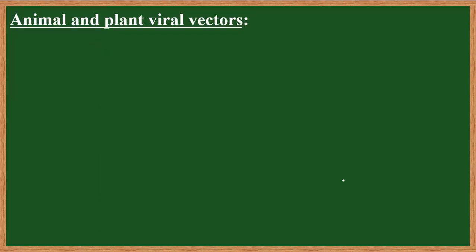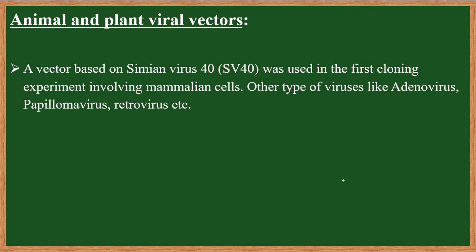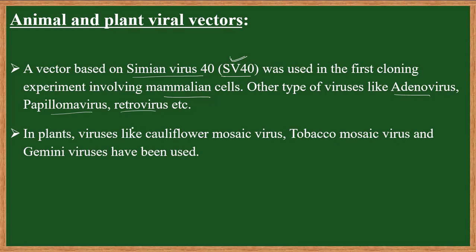Now the last topic, animal and plant viral vectors. A vector based on simian virus 40, SV40, was used in the first cloning experiment involving mammalian cells. So in mammalian cells SV40 was first used. Other types of viruses like adenovirus, papilloma virus, and retrovirus are also used as vectors. In plants, cauliflower mosaic virus, tobacco mosaic virus, and Gemini virus are used for cloning purposes.